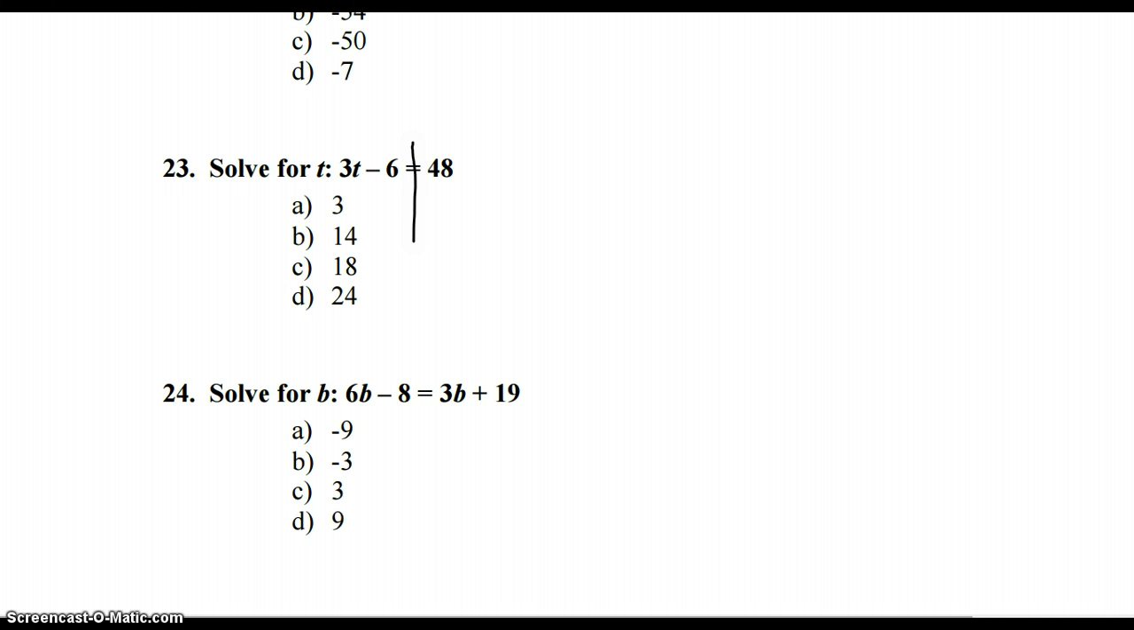Side and do the right side. I'm going to add 6. I always look to add or subtract something over first if I can. And I'm left with 3t equals 48 plus 6, which is going to get me to 54. So in order to figure this out, I'm going to divide by 3 and we'll get t equals.